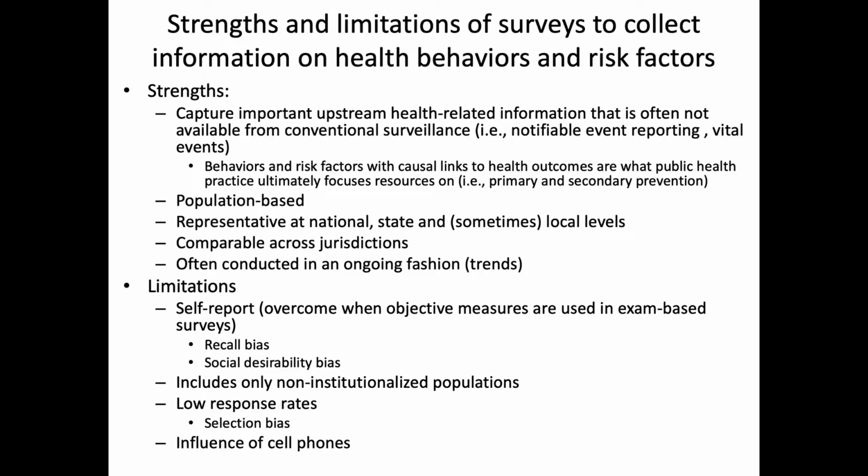So like we talked about previously with diagnosed and undiagnosed diabetes. And so with self-report, like we talked about, there is recall bias and risk of social desirability bias. Another limitation is that these surveys only include non-institutionalized populations. So for example, people in nursing homes have a very high burden of diseases, but they're not included in these surveys. So you have to think about that as a potential source of bias. There are increasingly lower response rates for many of these surveys, so this may introduce selection bias.